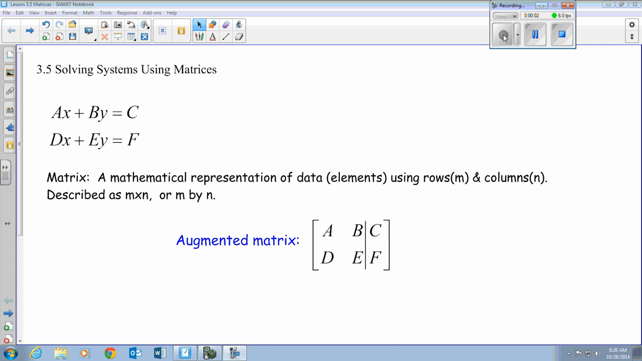Today we'll be covering lesson 3.5, solving systems using matrices. And one of the things I've been telling you is as we do these Gaussian elimination problems, that we do them in a very methodical way because it's a way that we can program a computer or a calculator to be able to solve them for you.